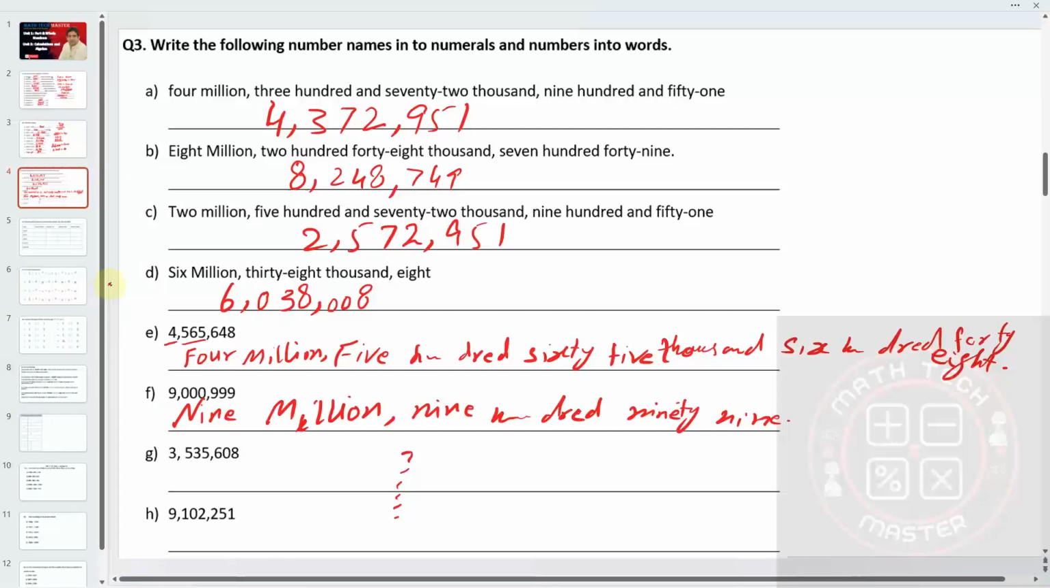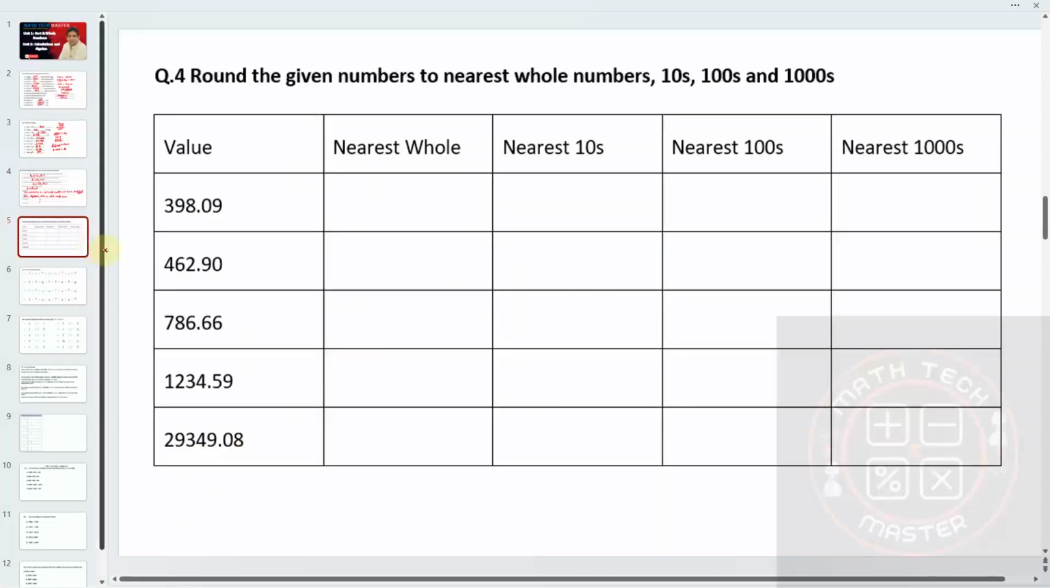We have done a full video on this topic. You can watch that video. That is also something you can find on our channel. Let's do the next part of question number 4, which is rounding. Rounding also you can find on the channel, but let's do it quickly.